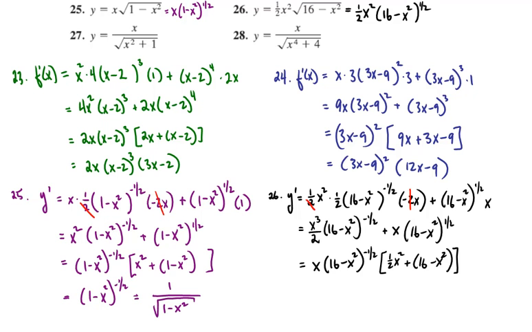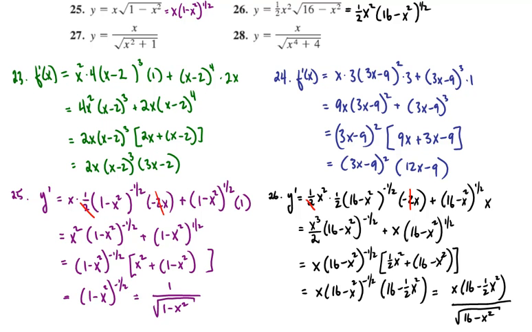We have negative 1/2 x squared minus x squared, so that'll be minus 1/2 x squared, or 16 minus 1/2 x squared. And the final simplification of that would be x times 16 minus 1/2 x squared all over the square root of 16 minus x squared. Now there's no more canceling that can be done there. Even though they look very close, these are not. They have no factors in common and cannot be canceled any further than that.